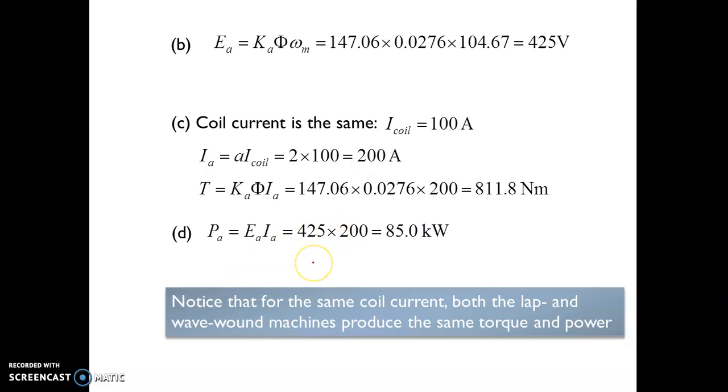Using parallel path 2, notice that for the same coil current, both the lap and wave wound machines produce the same torque and the same power. Both lap and wave, this is very important to notice: either you use lap wound or wave wound, the power developed and torque developed are the same in both cases. Only the current value changes, but torque and power remain the same, either you use wave wound or lap wound.